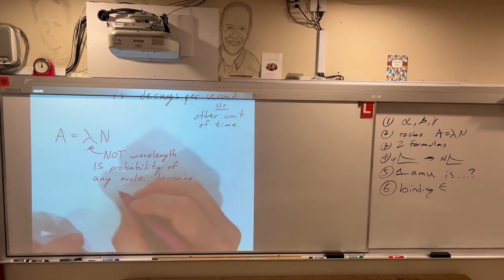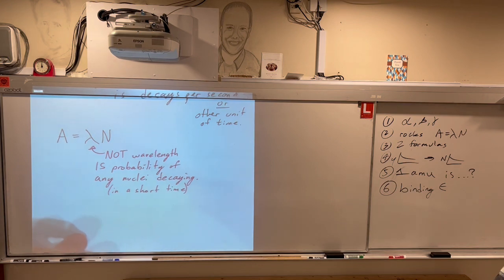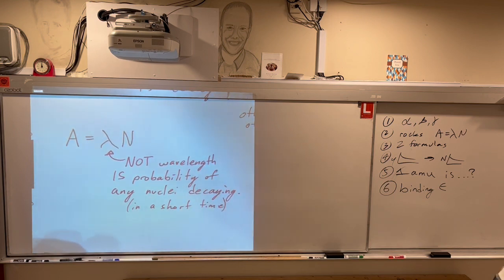And I should say, in a short time. Lambda is kind of a funny animal. You hear it defined in different ways. People will define it mathematically: it's the ln of 2 over the half-life, and we'll derive that. It's also the inverse of the mean lifetime of a particle. But I think the most intuitive way to understand it is that it's the probability of any nuclei decaying within that short time. So if you think about it, if you had 100 nuclei, and by the way, N is the number of nuclei.